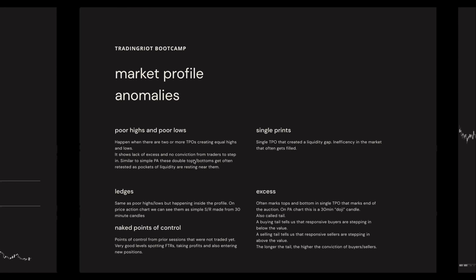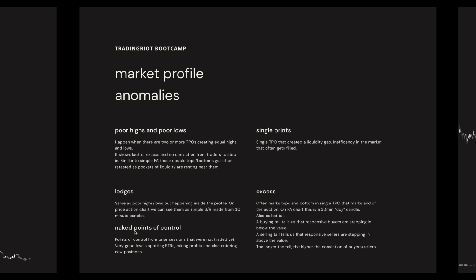Market profile anomalies. There are 5 of them. Basically, although the point of control is not really an anomaly, it's something you need to pay attention to. The poor highs and poor lows happen when there are 2 or more TPOs creating equal highs and equal lows in one single day. It shows lack of excess and no conviction from traders to step in. Similar to simple price action, these double tops and double bottoms often get retested as pockets of liquidity are resting near them, above or below them.